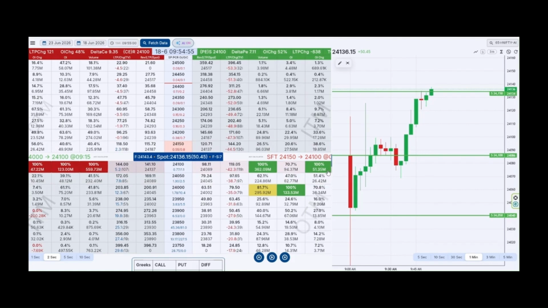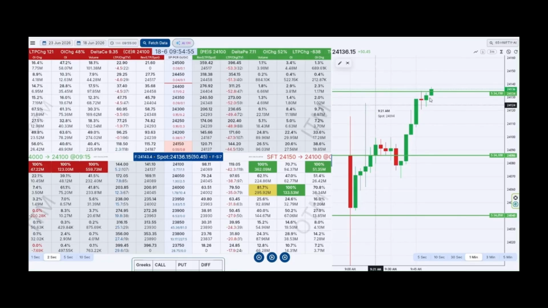There is no shifting at the top or bottom. This clearly confirms that 24,100 is acting as a strong resistance. Now look at the put side. The put volume is 100%, and the put OI change is also 100%, which is now greater than the call OI change. This completely satisfies our top reversal conditions.